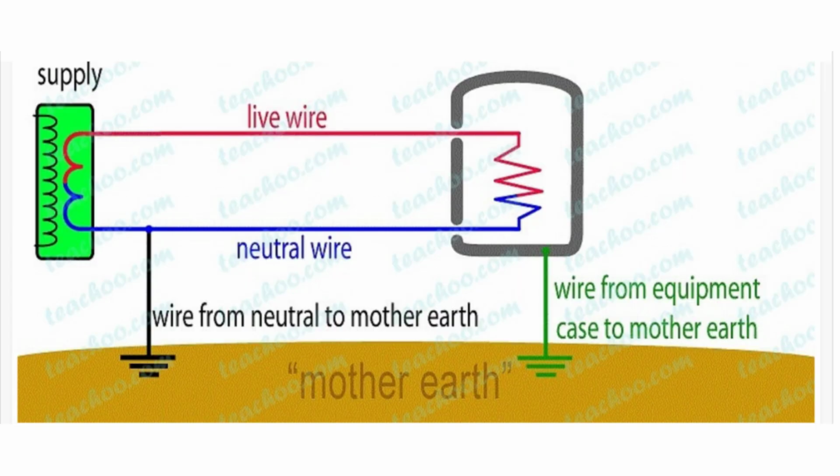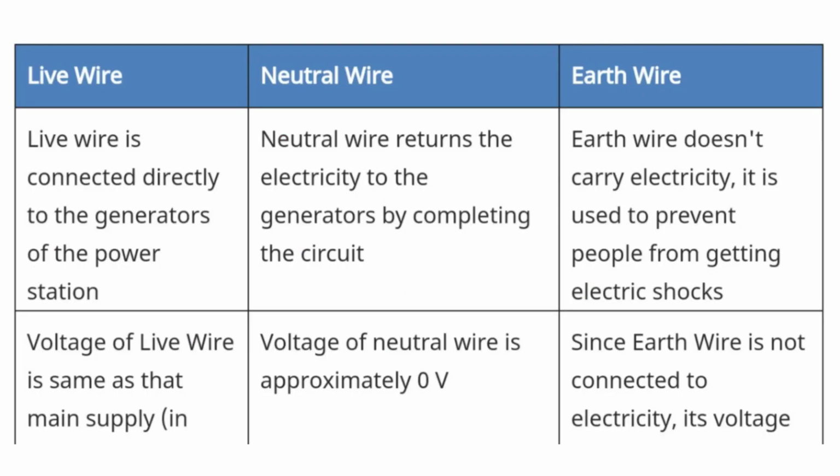See here in the circuit, the supply is on the left side and the equipment is on the right side. The live wire is in red and the neutral wire is in blue. The neutral wire is connected to earth, and one of the wires of the equipment is also connected to the earth. So the live wire and neutral wire come from the supply, and one of the wires is connected to the equipment. That wire is connected to the earth.